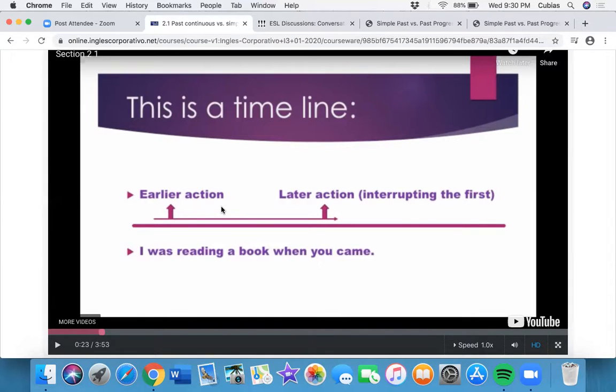The example: I was reading a book when you came. The first action is reading. The second action is then you came. Did you understand?